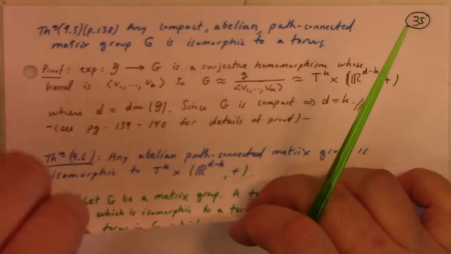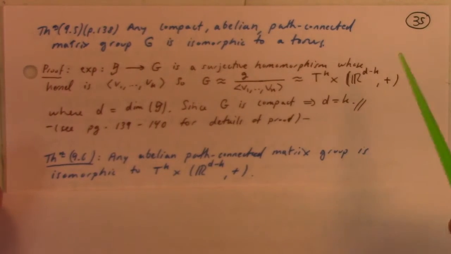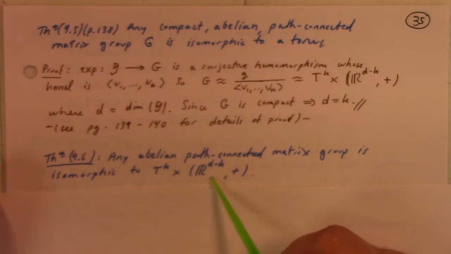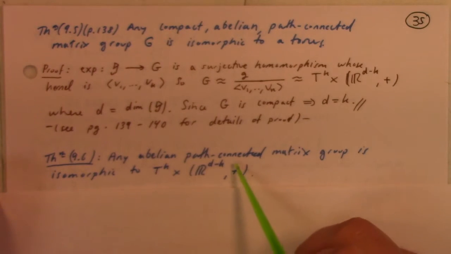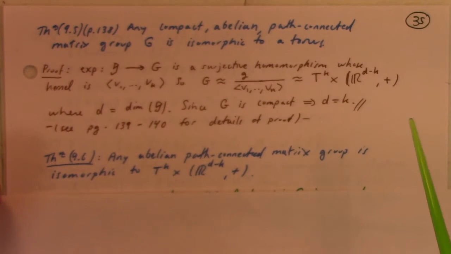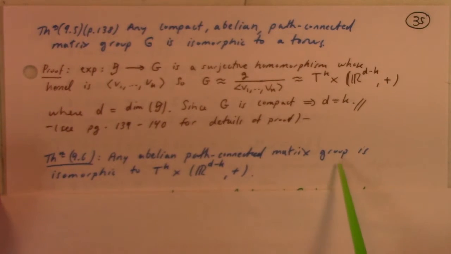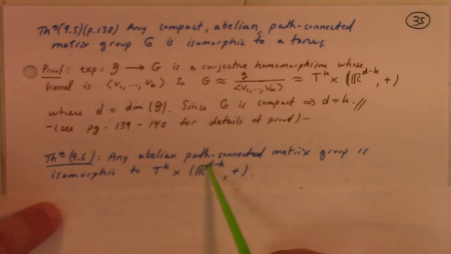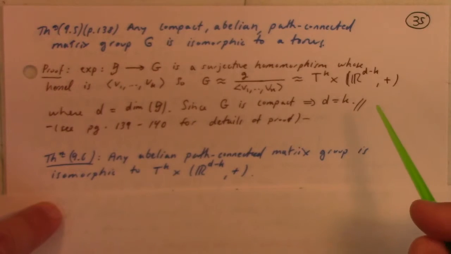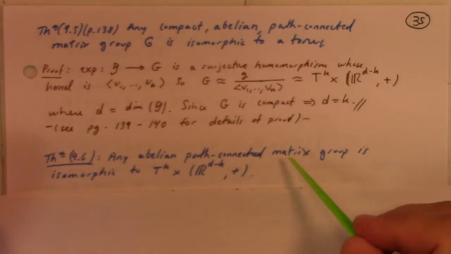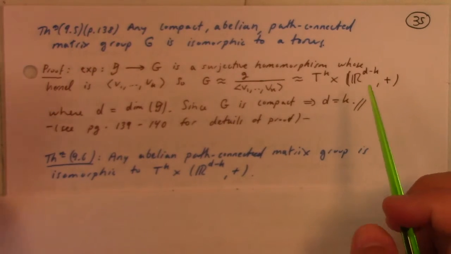Theorem 9.6. Any abelian path-connected matrix group is isomorphic to a k-torus crossed with R^(d-k) with respect to addition. So you've got these two pieces in an abelian path-connected matrix group. You have this torus, and then you have this copy of just Euclidean space under addition. And so that's up to isomorphism. That's what a path-connected abelian matrix group looks like.